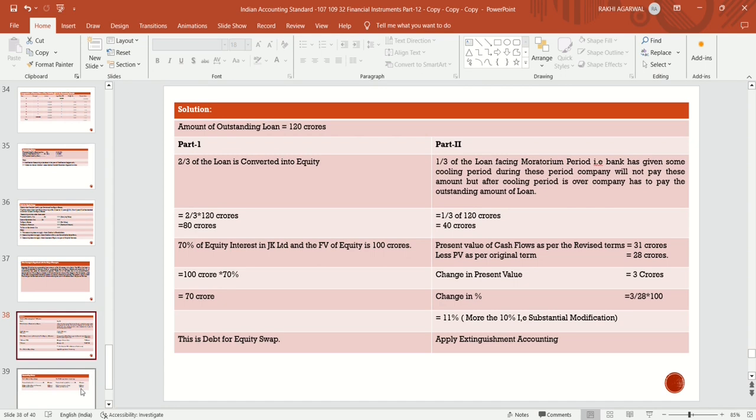So in this case, one third of 120 crore becomes 40 crore. The present value of cash flows as per the revised term is 31 crores. Present value of original term is 28 crores. Change in present value is 3 crores. Difference in percentage is 3 divided by the present value of original term, that is 28 crores, that is 11%, which is a substantial modification.